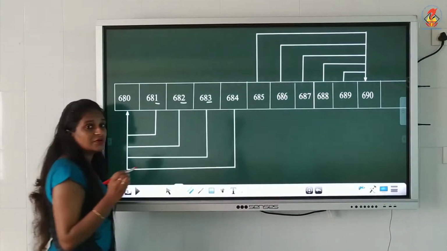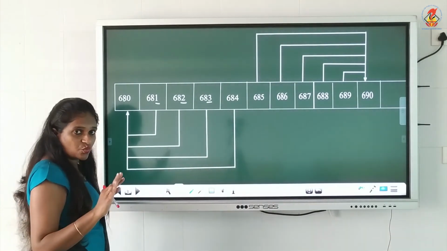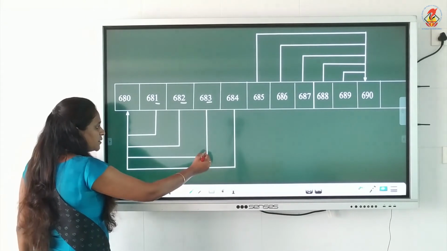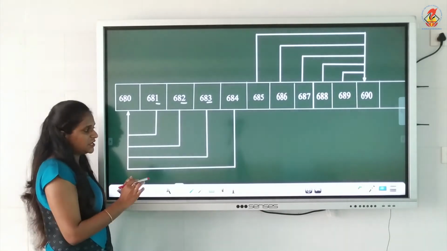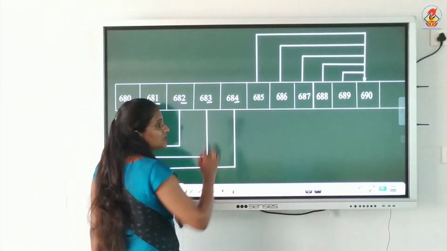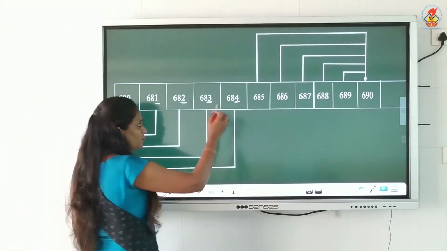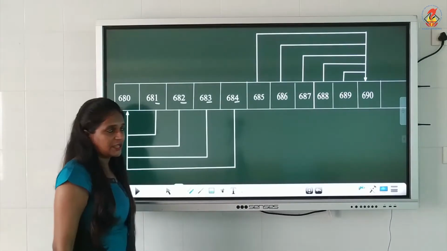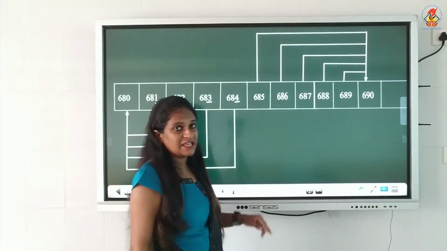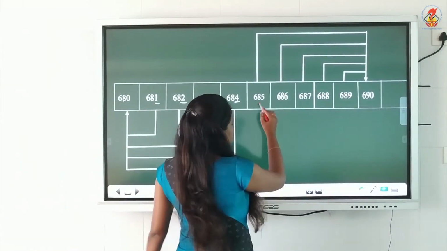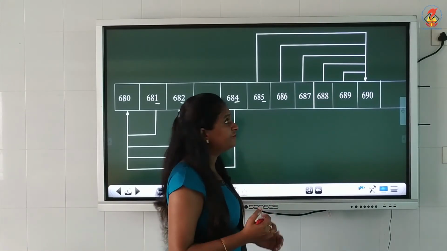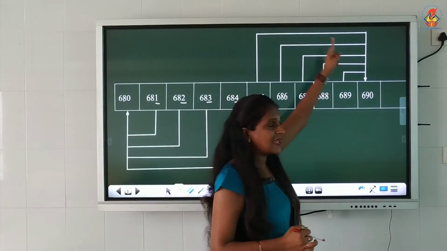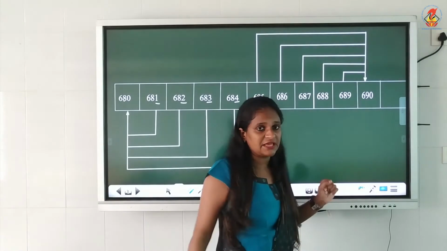683, the last number is 3, which is the weakest number. So it will round down to the same 10. 684, the last digit is 4, which means it rounds down to the same 10. Now we have 685, the last digit is 5, which is strong enough. So we move to the next 10, 690.